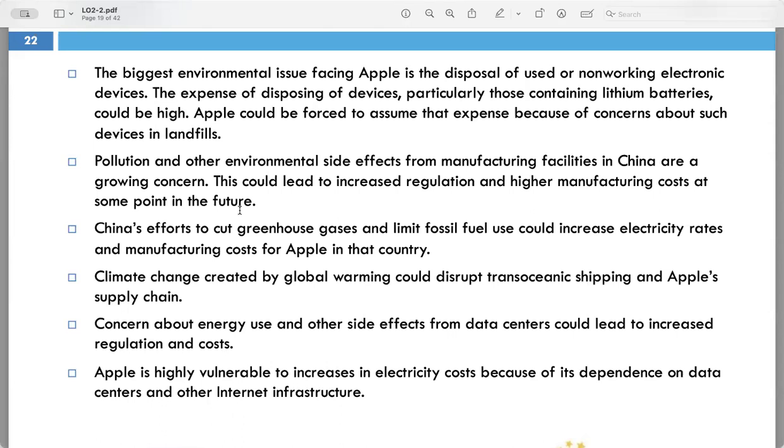Concern about energy use and other side effects from data centers could lead to increased regulations and cost. Apple is highly vulnerable to increases in electricity cost because of its dependence on data centers and other internet infrastructures.